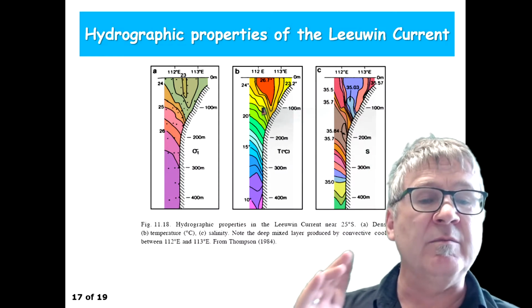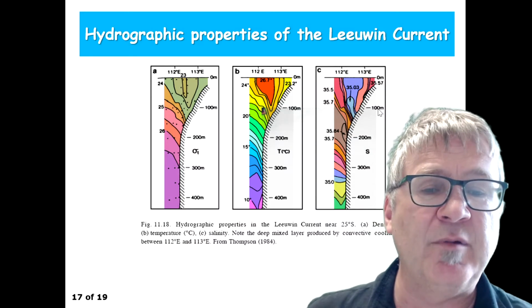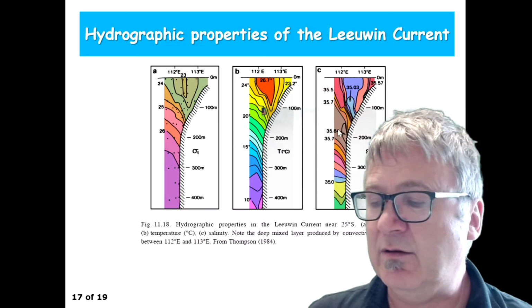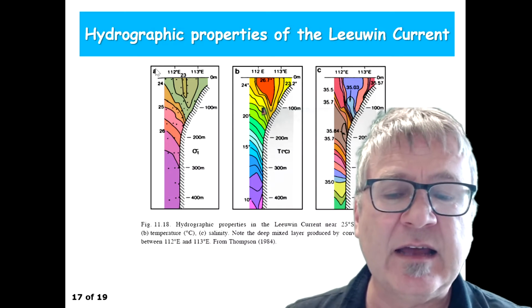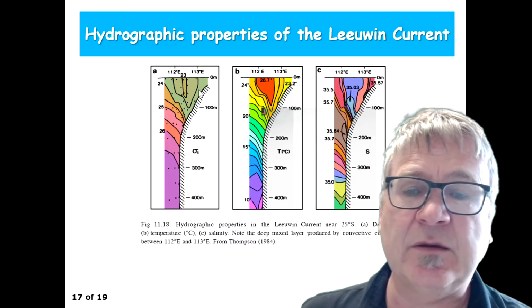You can also see that it moves lower salinity along the shelf break. You can see that here in the salinity on the right. And on the left side actually shows you the density in terms of sigma t.